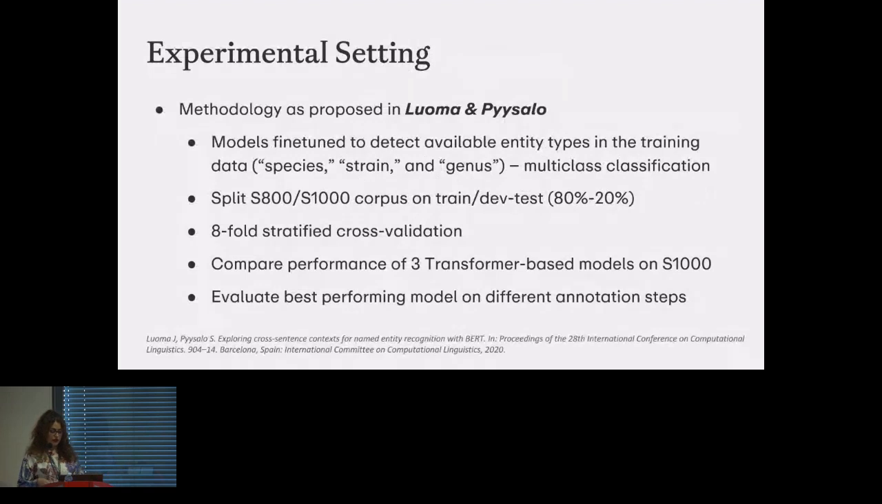So in order to test the first thing, the deep learning-based taggers, we did the experimental setting based on the methodology proposed by our collaborators in this work, Yoni and Sampo. We trained the models, fine-tuned to detect entity types in the training data: the three classes that we have annotated, species, strain, and genus. We did multi-class classification, so we don't allow for overlapping matches in the entities. We split the corpus in train, dev, test, again following the original split that was introduced and has been used in all these years. And we did 8-fold stratified cross-validation.